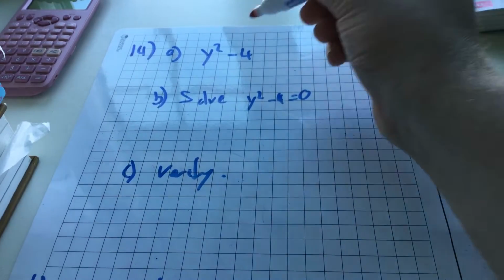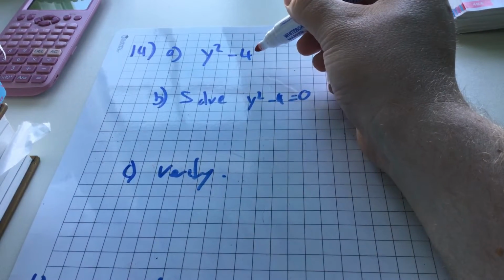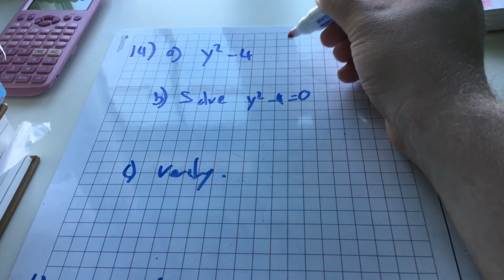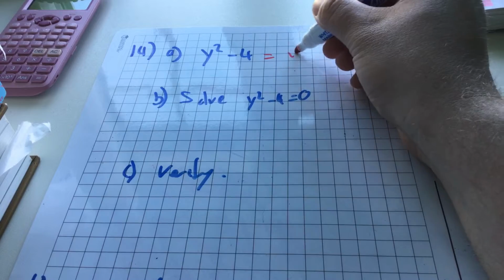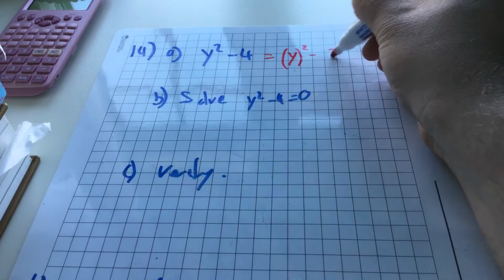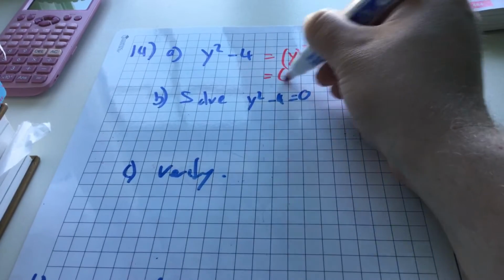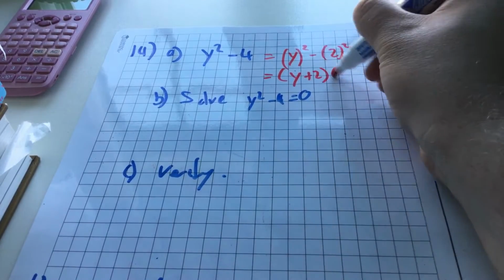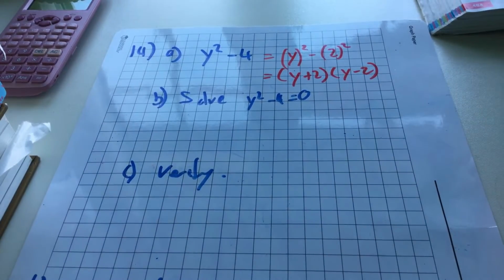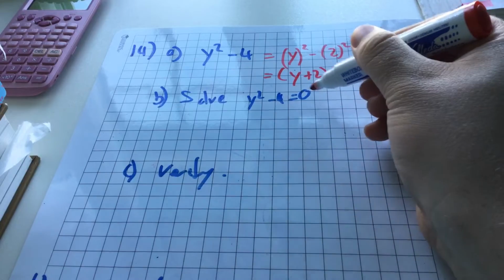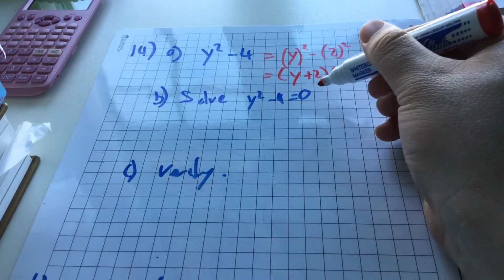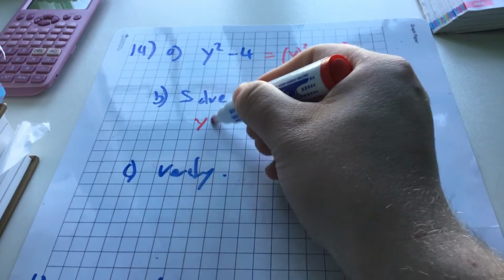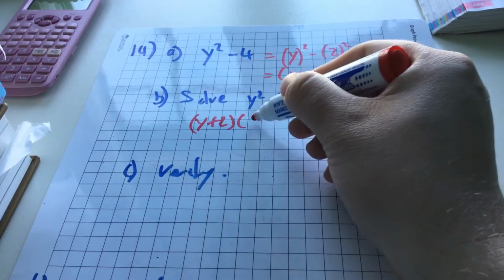So the first, for question 14, you were asked to factorize y squared minus 4. Well, that's a difference of two squares. So it's y squared minus 2 squared, so it can be written as y plus 2 times y minus 2. The next, solve it equal to 0. So solving this, it equals 0, so that's fine. We've already factorized it in part A, so write your factor form down.